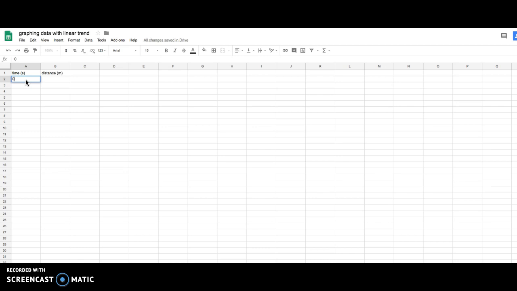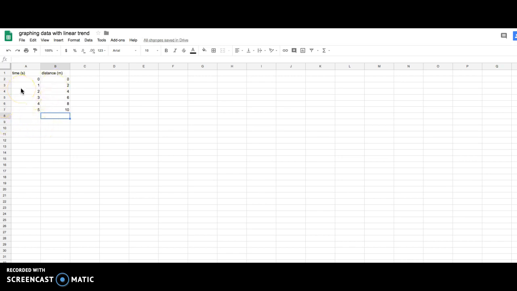Time in increments of 1 second, 0, 1, 2, 3, 4, 5 seconds. And if the motion described started at 0 meters and went to 2, 4, 6, 8, 10. Very simple.